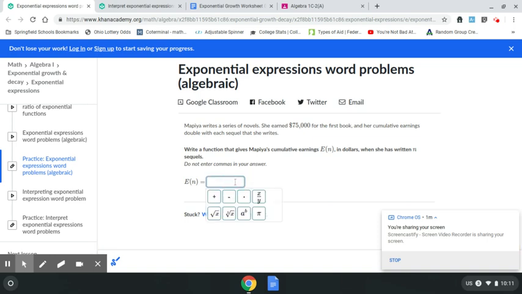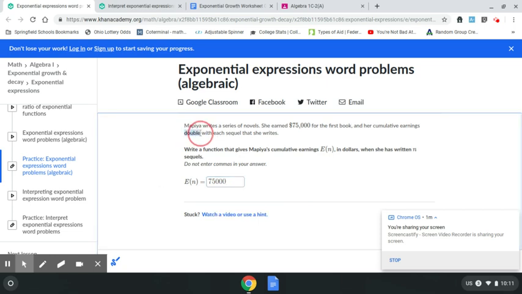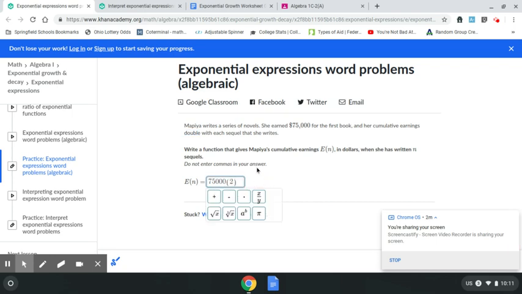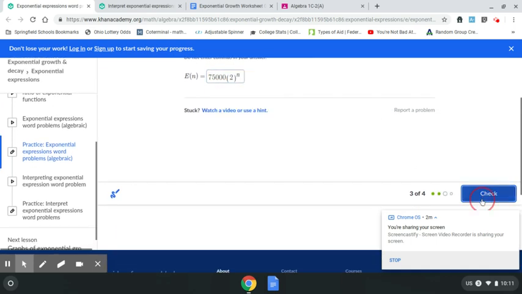Okay, so our initial value for the first book, she made $75,000. Again, this is not an example where we add anything to 100%. They gave us the growth factor as double, so that means it's going to be 2 inside parentheses. They want us to raise it, in this case, to n, for the number of sequels. So we raise that to the n power. We check our answer.